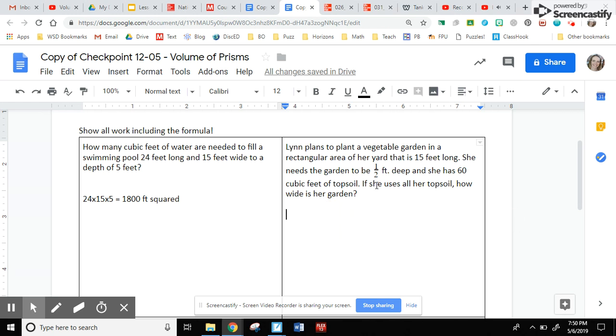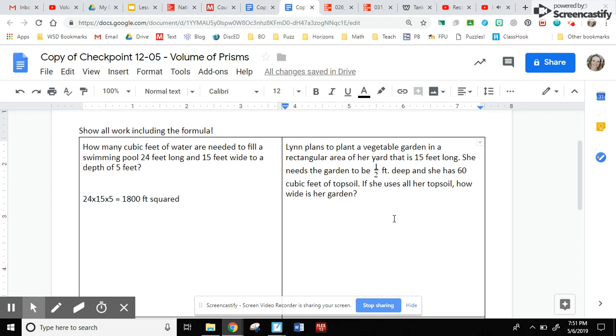Next one, I'm in question 1 of your volume of prisms checkpoint. Lynn plans to plant a vegetable garden in a rectangular area of her yard. It's 15 feet long. She needs the garden to be a half foot deep, and she has 60 cubic feet of topsoil. She's going to use all of her topsoil. How wide is her garden? So again, we have to remember what our formula is for a rectangular prism, which is length times width times height. So hit pause and try to figure it out on your own before I help you.